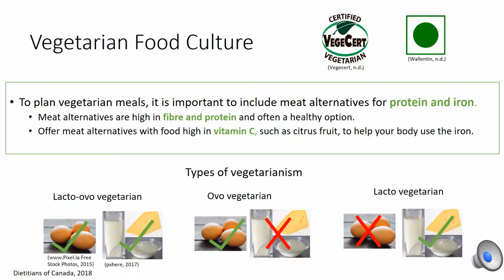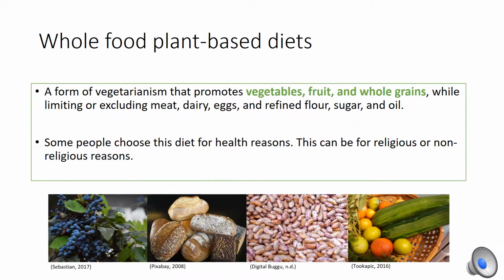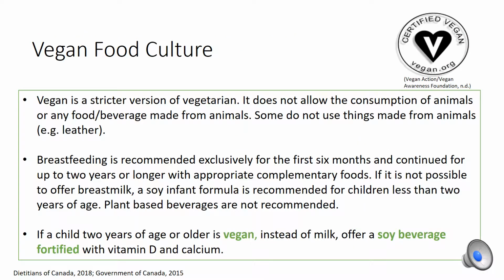There are 3 types of vegetarianism: lacto-ovo, which includes eggs and dairy products. Ovo-vegetarian means you can eat eggs and not dairy. Lacto-vegetarian means that you do not eat eggs and you can eat dairy. Whole food plant-based diet is a form of vegetarianism that promotes vegetables, fruit, and whole grains while limiting or excluding meat, dairy, eggs, and refined flour, sugar, and oil. Some people choose this diet for health reasons. This can be for religious or non-religious reasons.